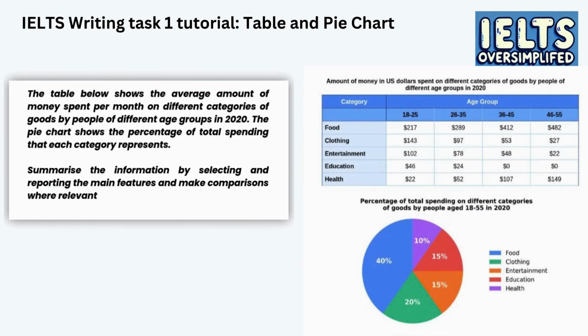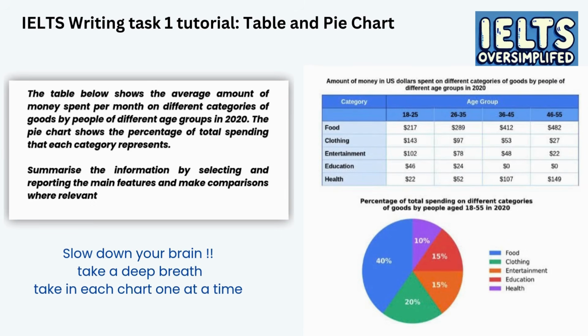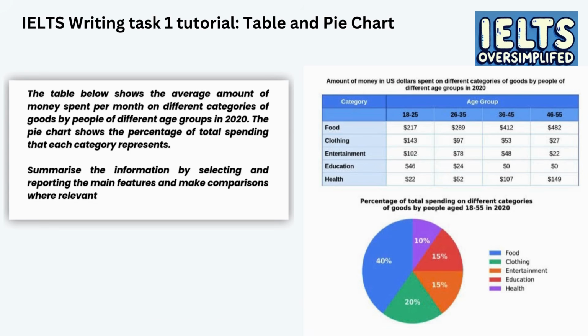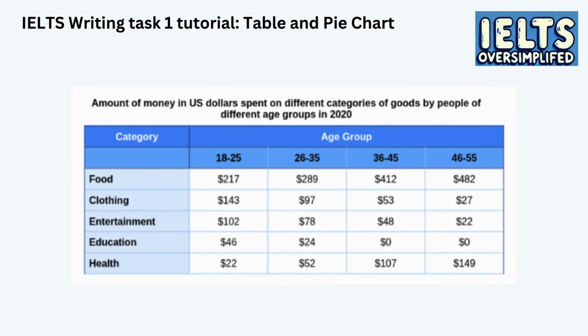Before we start writing, let's understand what we're looking at. It's important to slow down your brain, take a deep breath, and take in each chart one at a time so you don't get overwhelmed. So, first we'll look at the table, and then we'll look at the pie chart to understand them. Once we understand them, we will look for patterns and overall trends. Let's look at the table.